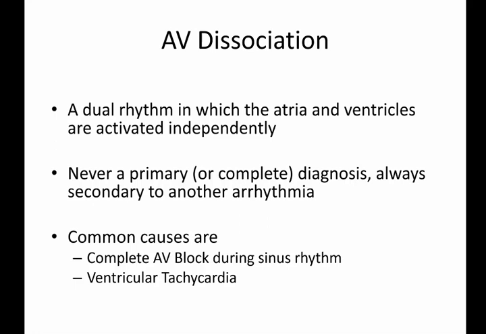The common causes of AV dissociation are complete AV block during sinus rhythm, wherein the sinus node controls the atrial activation, whereas some other escape focus controls the ventricles, depending on where the block is. Suppose the block is in the AV node, then the AV junction will control the ventricular rhythm, whereas if the block is infra-Hisian, in the bundle branches, then a ventricular escape focus from the ventricular myocardium will control the ventricular rhythm. So this is one common example of AV dissociation.